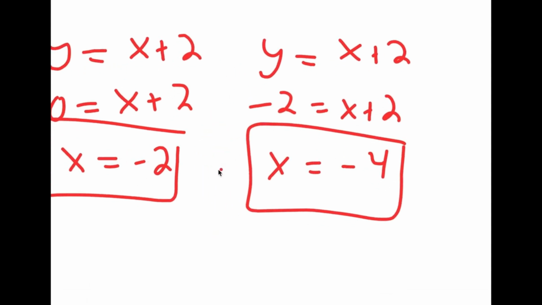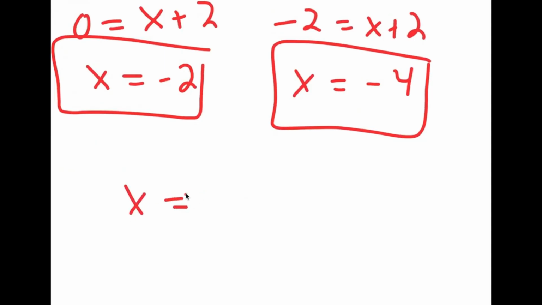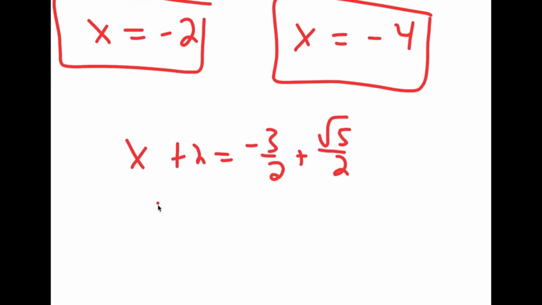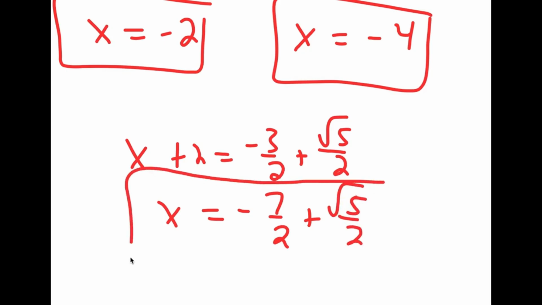Now finally I get x plus 2 is equal to -3 over 2 plus the square root of 5 over 2. And this means that x is equal to -7 over 2 plus the square root of 5 over 2. So these are my three solutions to this problem.